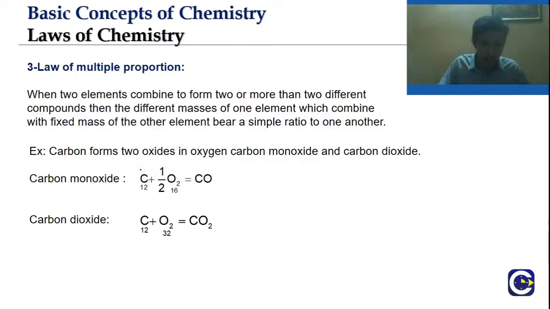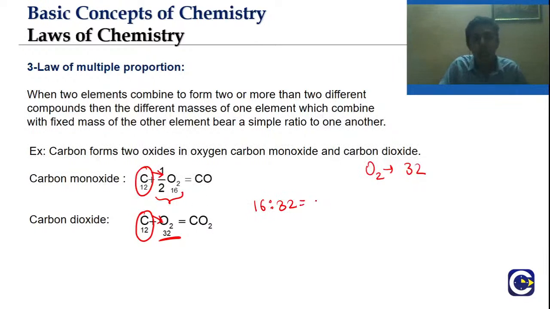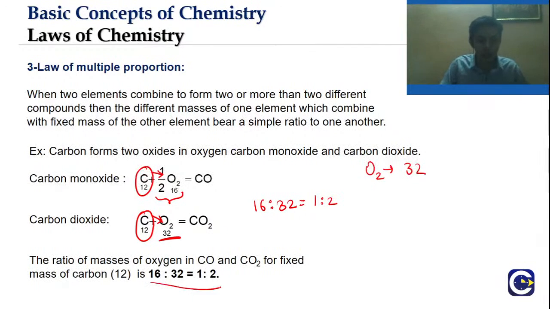So here you can see that a fixed mass of carbon, that is 12, can combine with oxygen either in this way, in which 16 grams of oxygen, or half of O2 mass, which is 32 divided by 2. Either carbon can combine with 16 grams of oxygen or it can combine with 32 grams of oxygen. And if you look at this ratio, 16:32, it is in a simple ratio form, which is 1:2. See here, 16:32, 1:2.